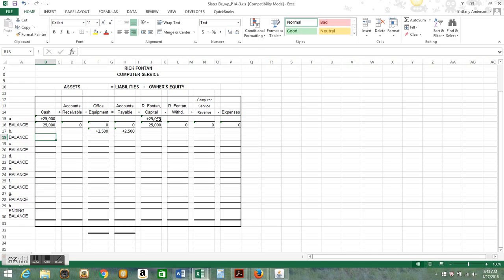So now my next thing is to balance this out. So I have $25,000 for cash, still nothing for AR. I now have $2,500 for office equipment. I now have $2,500 for accounts payable, and I still have the $25,000 for capital. And then 0 the rest of the way down. Okay. And if I add this up, my accounting equation is in balance. Okay. And then we'd move on to the next transaction.